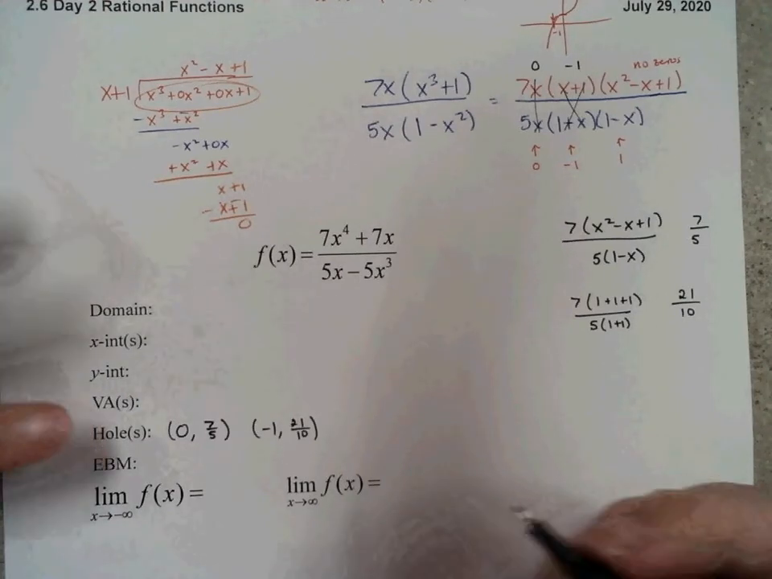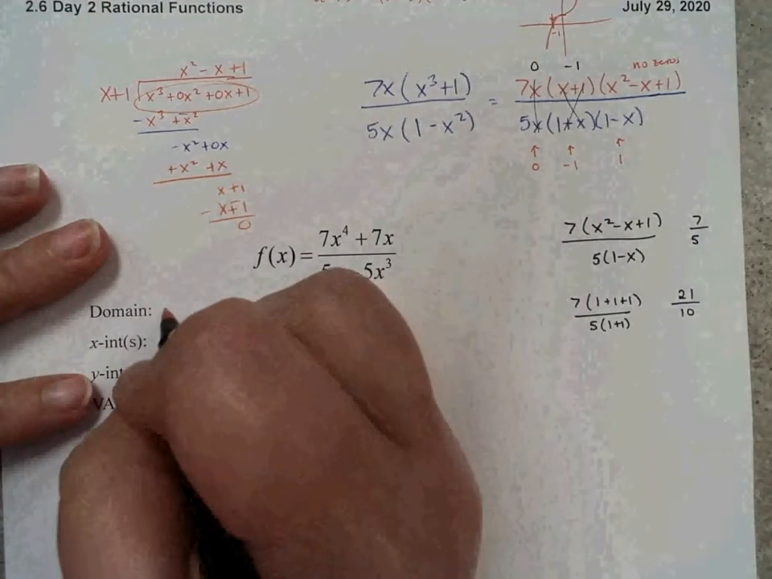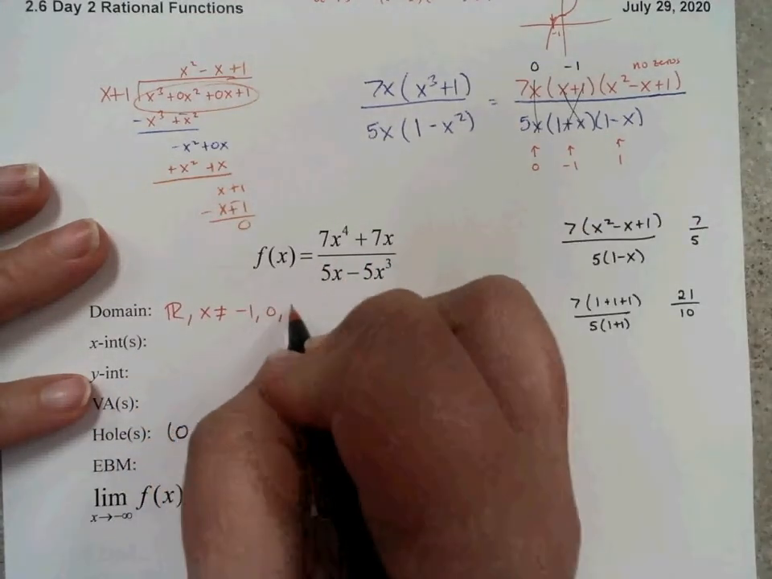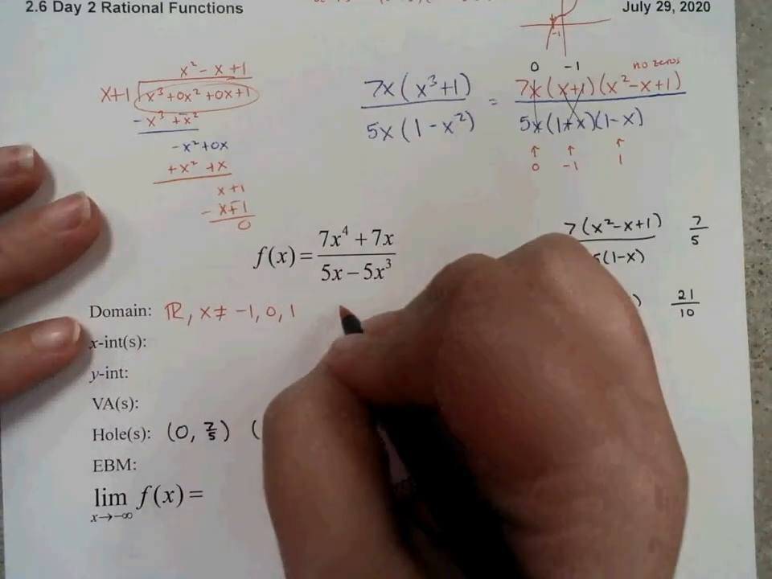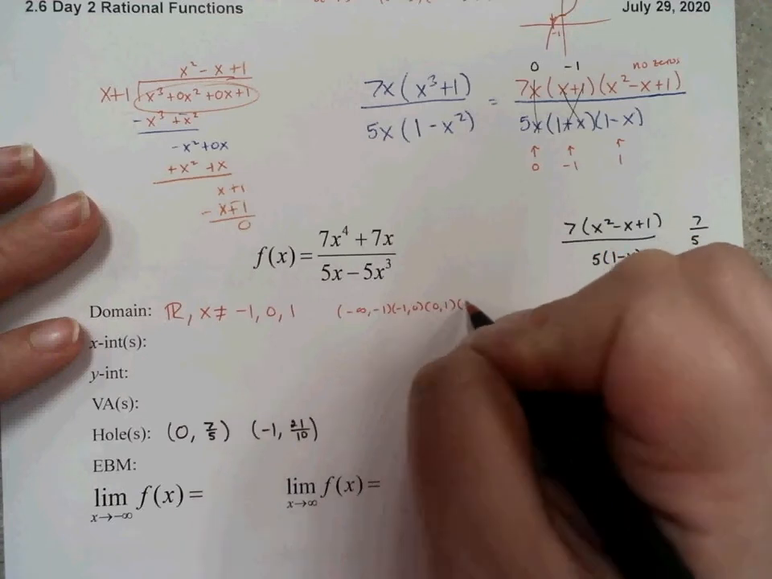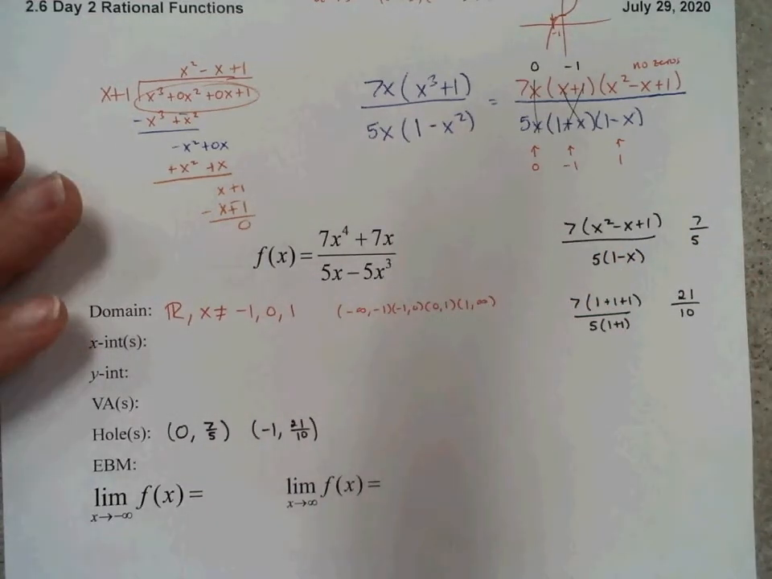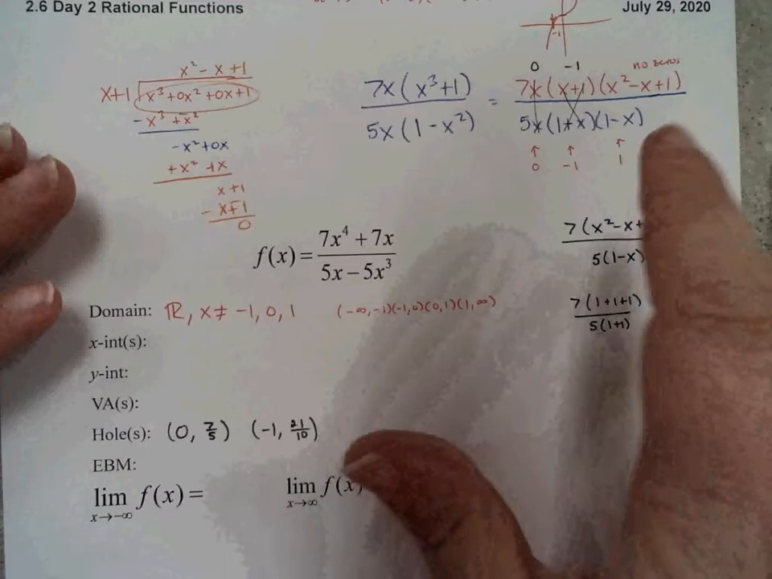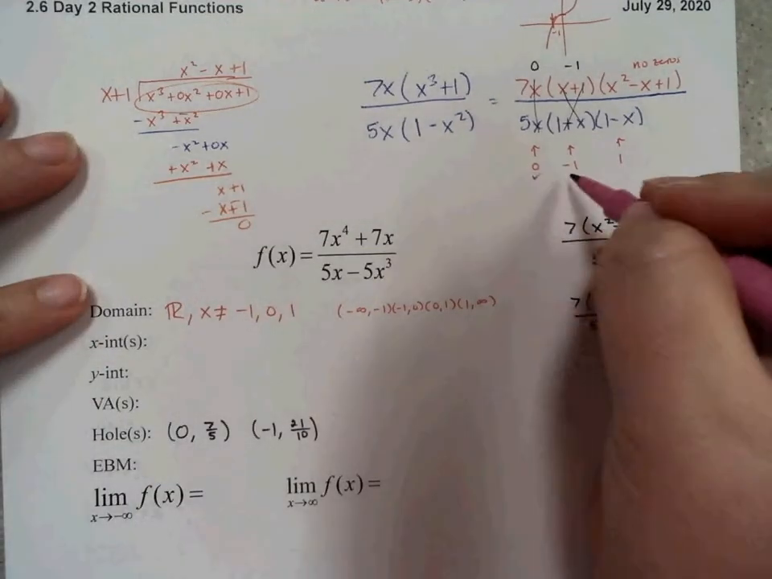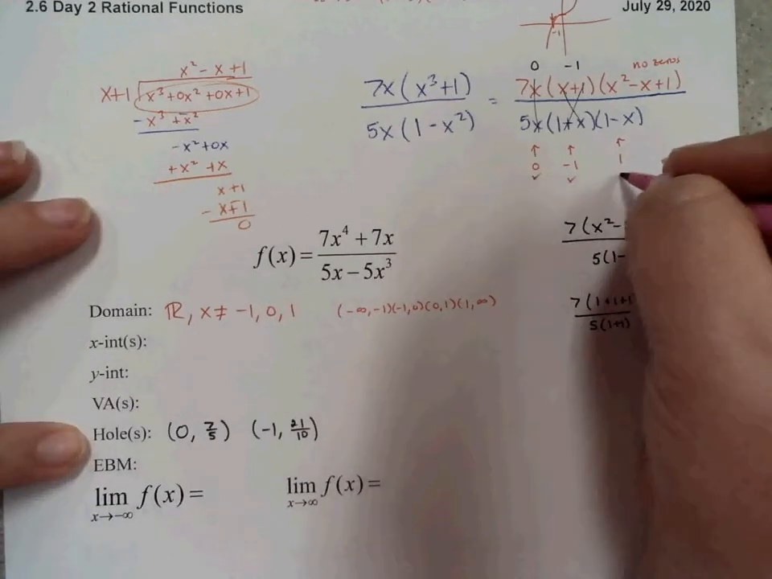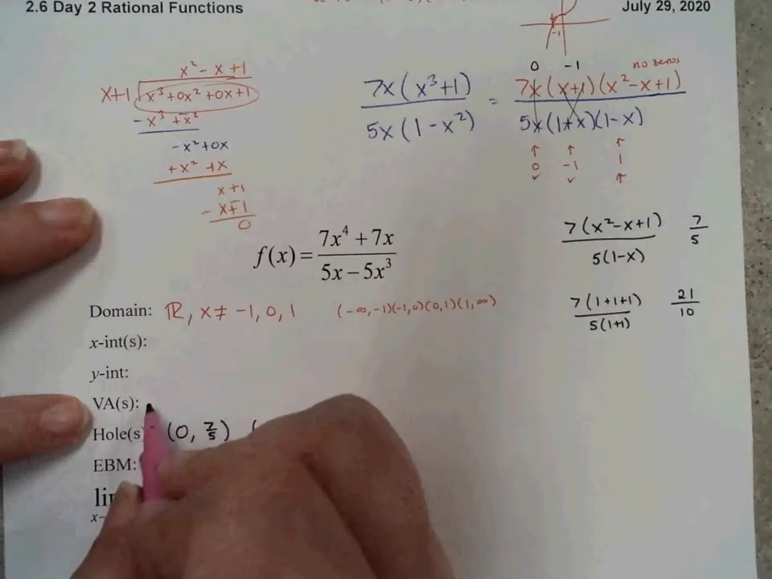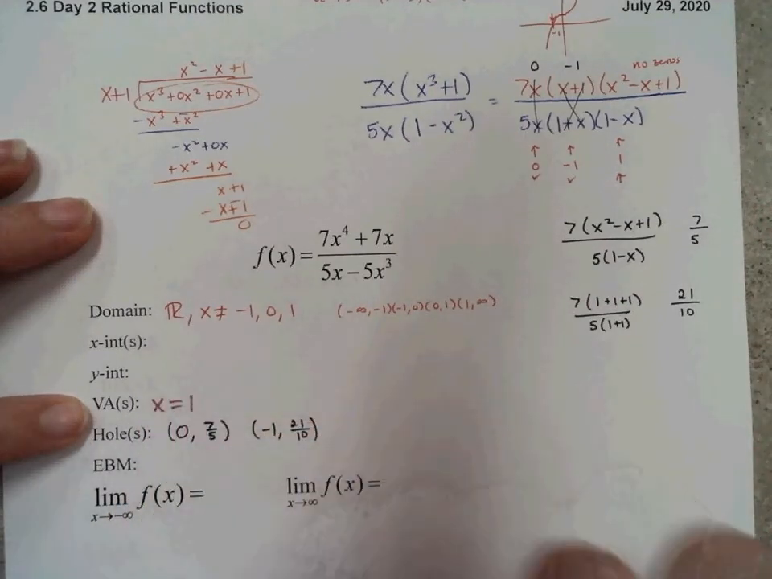Alright, now what I want to do is, well, I guess I could have already said domain, right? All real numbers except negative 1, 0, and 1. Or negative infinity to negative 1, negative 1 to 0, 0 to 1, and 1 to infinity. Alright. This and this we're taking care of as far as holes in the graph, which means this, as a lone factor in the denominator, has to be a vertical asymptote. So that means I have a vertical asymptote at x equals 1.